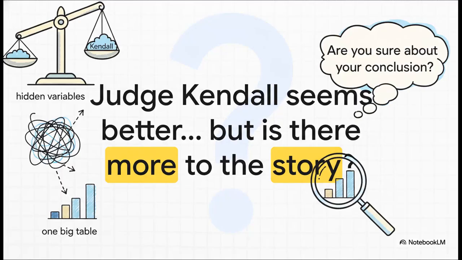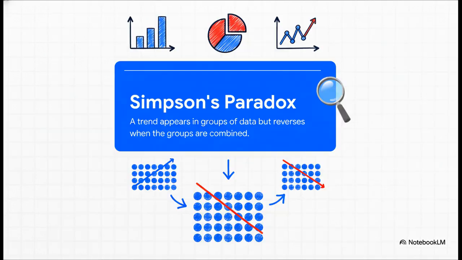Judge Kendall is better. But what if I told you there's a hidden piece of information here? What if by combining all their cases into one big table, we're actually hiding the truth? Are you still so sure about your conclusion? You see, this is a setup for a classic and kind of mind-bending statistical trap known as Simpson's paradox. It's this wild situation where a trend that you see in different groups of data completely flips on its head when you combine those groups together. Let's see it in action.